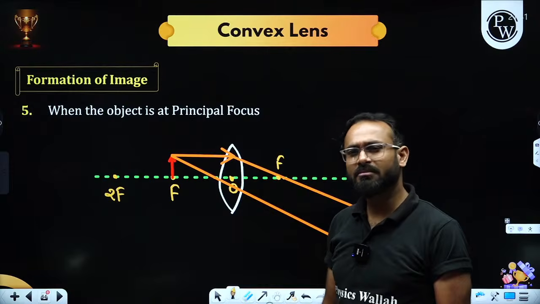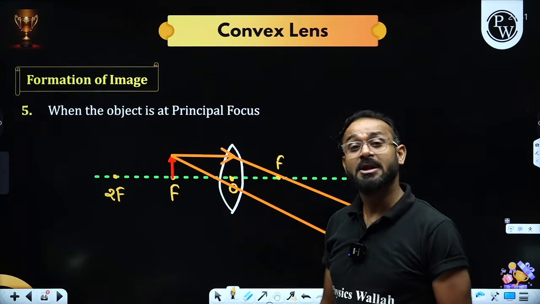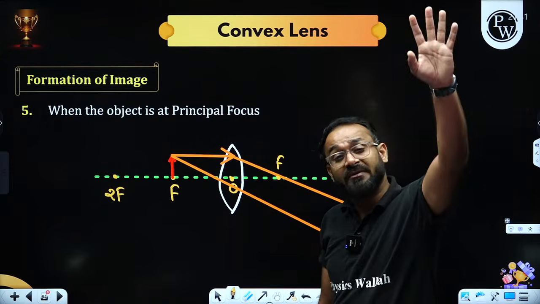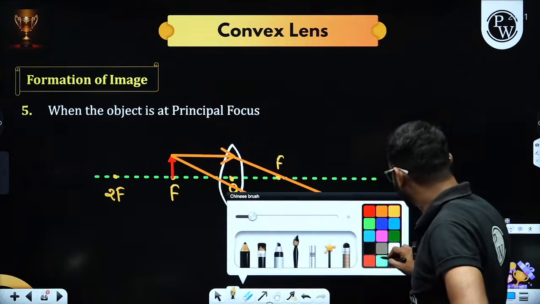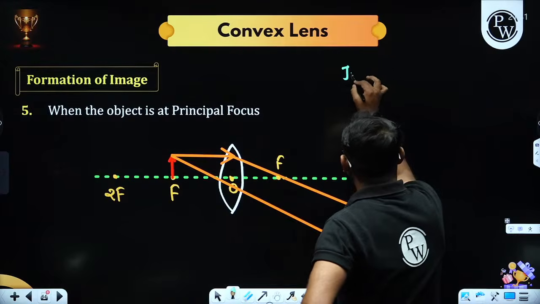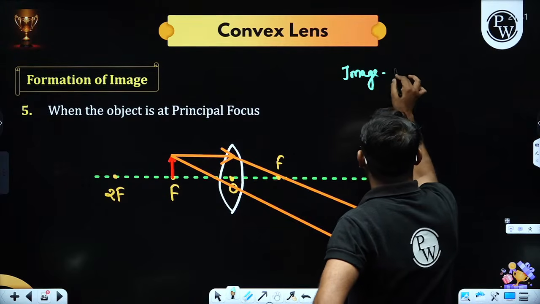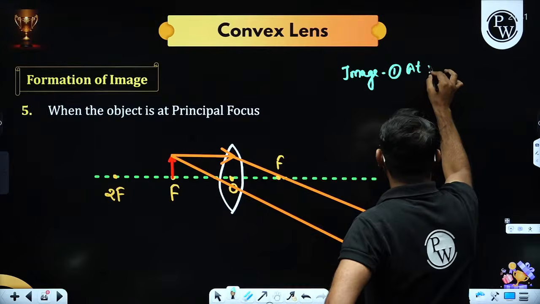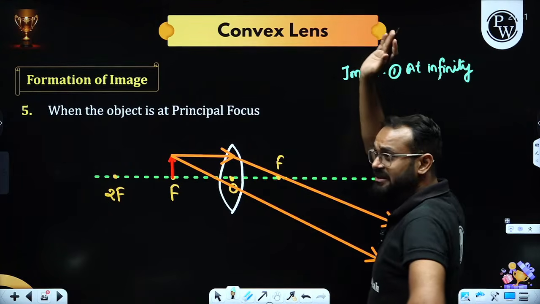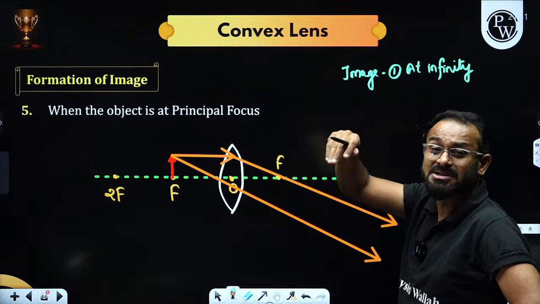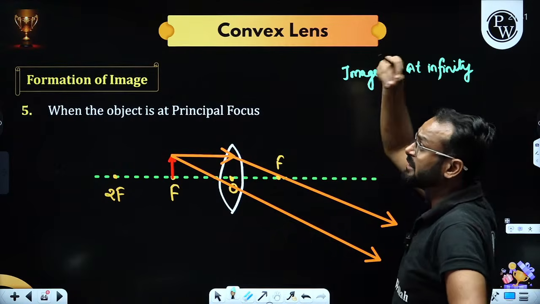The image will not form. But one thing I can say from here, the image is somewhere at a very, very far distance, if I place a screen. So in general, we say the image will form at infinity. This is the answer that I was trying to give you. At infinity. I don't know what the distance is. The very, very far. Chandamama dur.